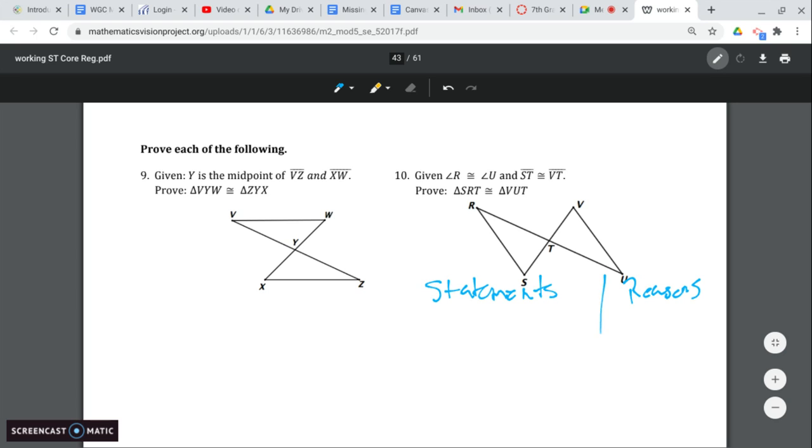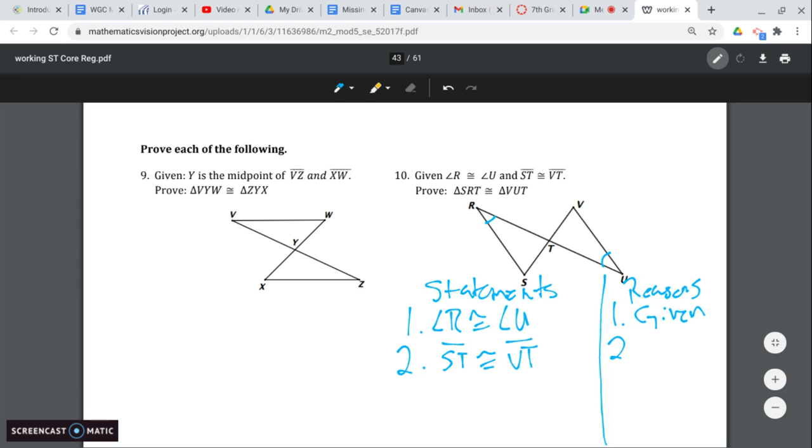What's always the very first reason we have in a proof? Given. And what is given to us? Angle R is congruent to angle U. What else is given to us? ST is congruent to VT, also because it's given. ST and VT are congruent, then we need to make the tick marks.